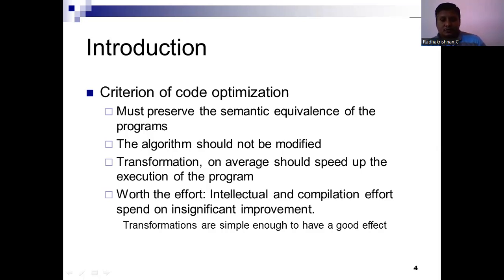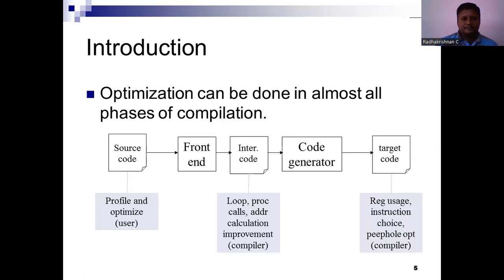The algorithm should not be modified. The given source program structure and meaningful information are not to be modified. The transformation on average should speed up the execution of the program. Intellectual and compilation effort should not be spent on inefficient improvements. These are all the points we are focusing on for the criteria of code optimization.